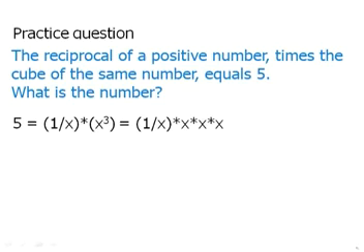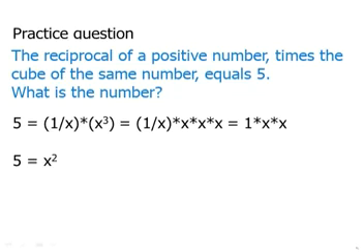Now I'm going to take advantage of the first property of reciprocals, namely a number times its reciprocal cancels out. A number times its reciprocal is 1. So 1 over x times x, together that's just going to equal 1. So they cancel, and I'm just left with x times x. So in other words, 5 equals x squared.